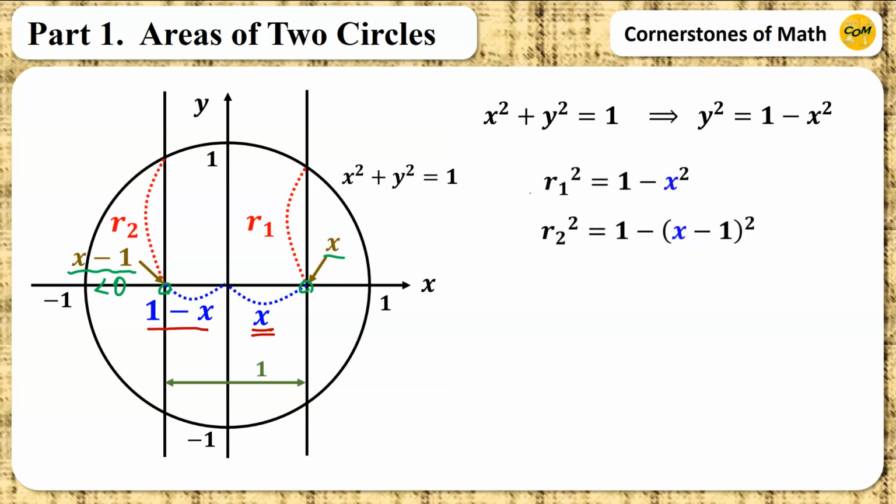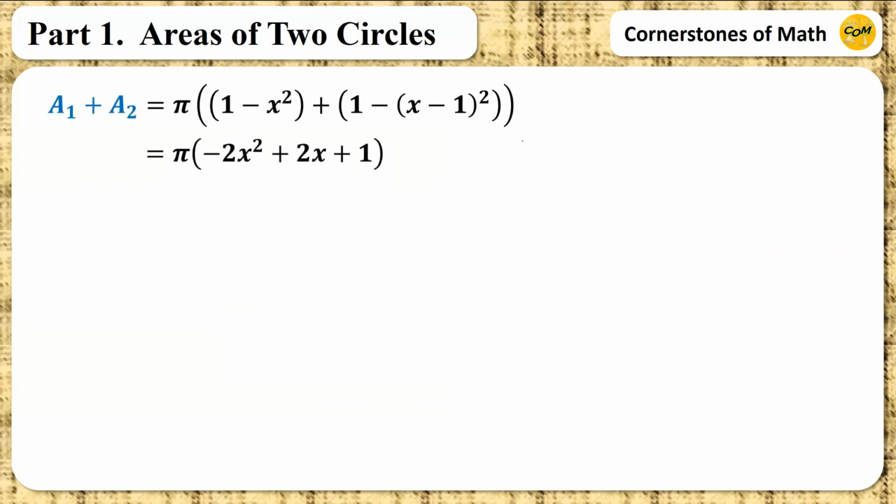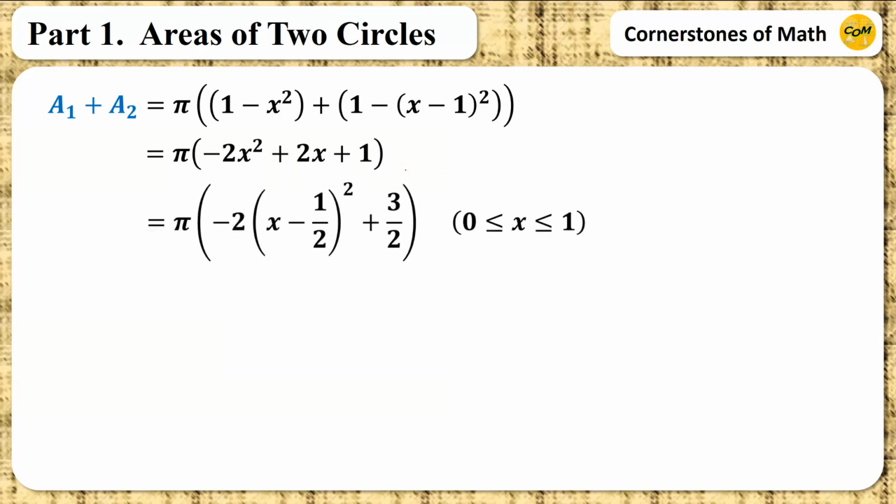So we know that R1 squared is given as 1 minus x squared and R2 squared is given as 1 minus (x minus 1) squared. Therefore, area A1 plus A2 is given as this. Now this may confuse you due to many parentheses, but this is essentially a quadratic function which we can easily handle. Basically, we expand everything and simplify. Then we can easily complete the square to convert it into a vertex form.